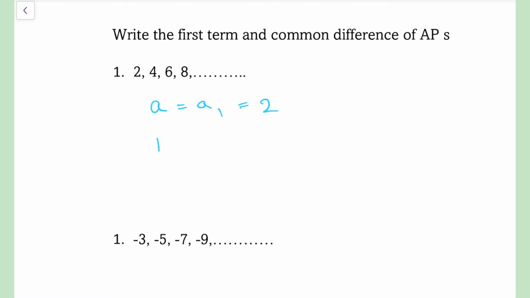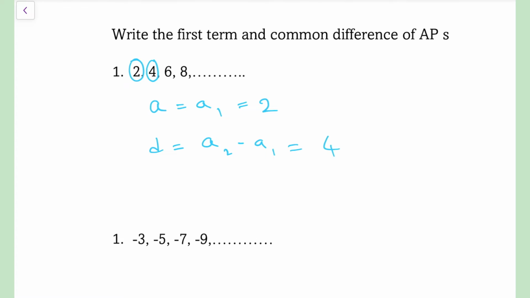So difference is equal to second term minus first term. A2 minus A1, 4 minus 2. That is nothing but 2. So A value, that is first term, is 2 and common difference is also 2 only.